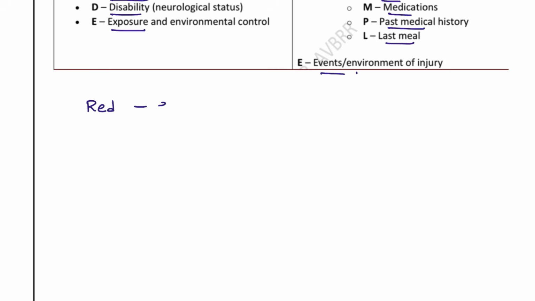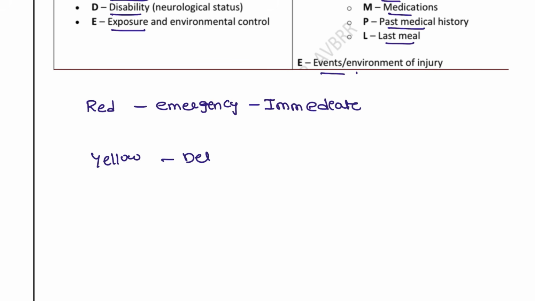Is it the red category patient? This is the emergency condition. Immediately you have to treat this patient. Okay, immediate intervention has to be done for this patient. Next, followed by the yellow color. This is for the delayed patient. Treatment can be given later.